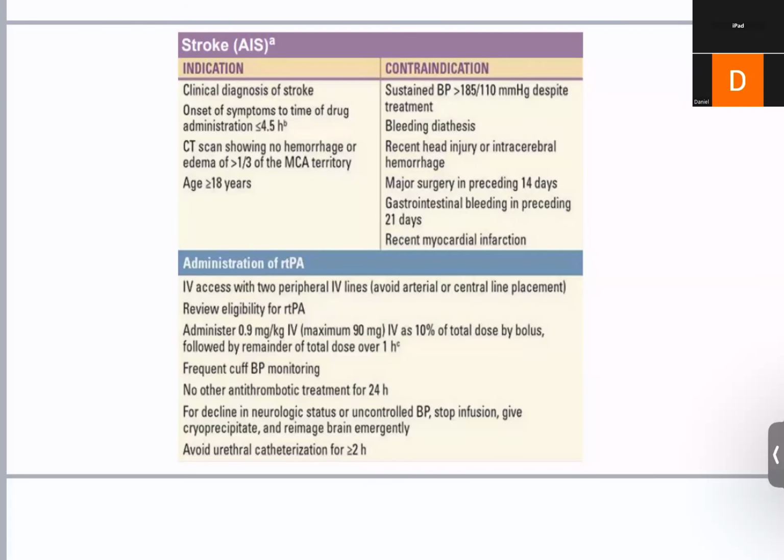So if the criteria for thrombolysis are met, we should know the indications and contraindications. Contraindications for thrombolysis are if the BP is persistently high, that is more than 185 systolic and 110 diastolic despite treatment, if there is a known bleeding diathesis, or if there is a recent head injury or intracerebral hemorrhage, or if there is major surgery in the preceding 14 days, or GI bleed in the preceding 21 days, or a recent MI.